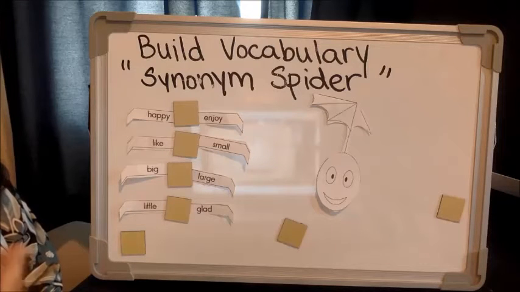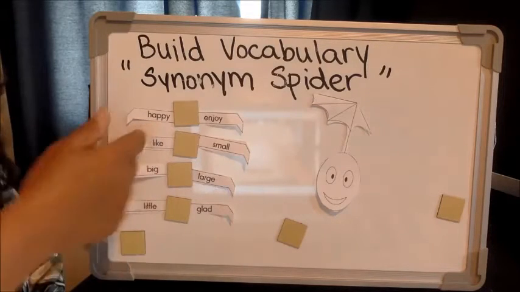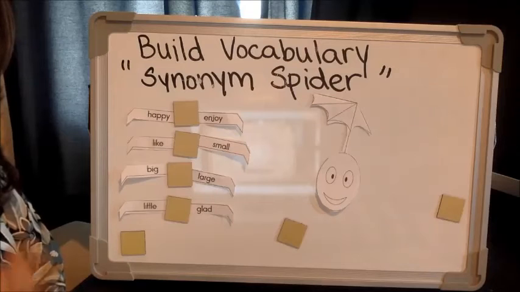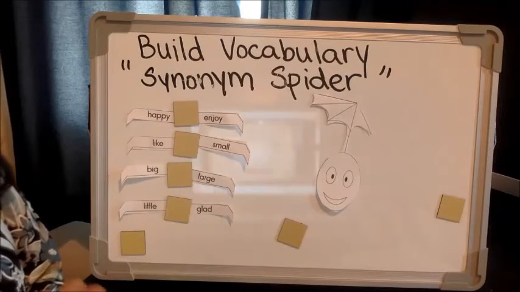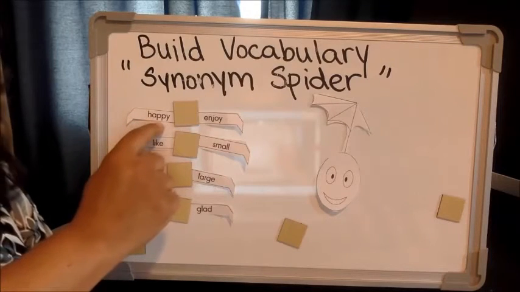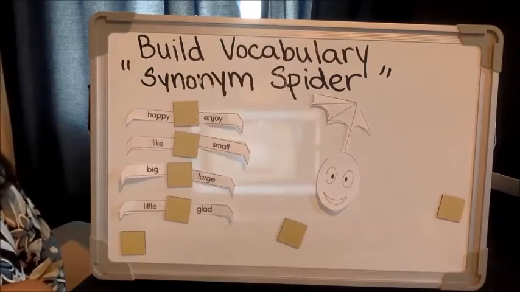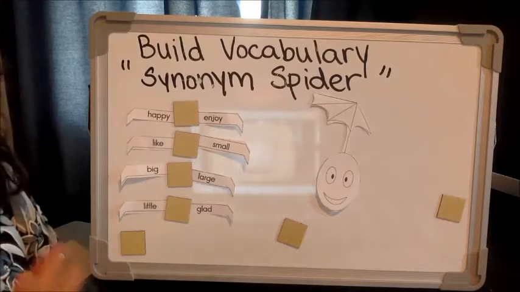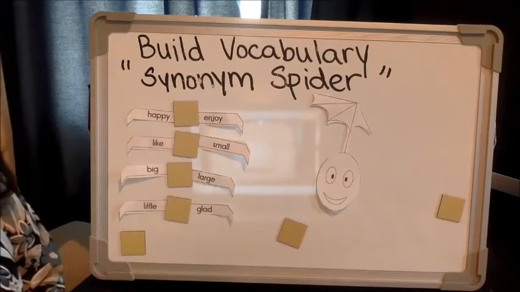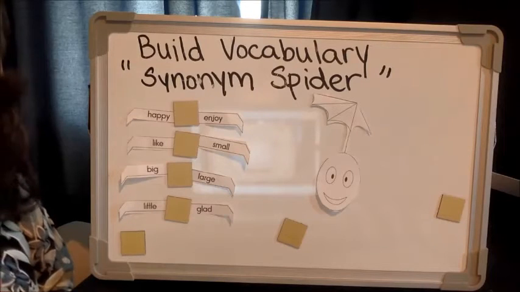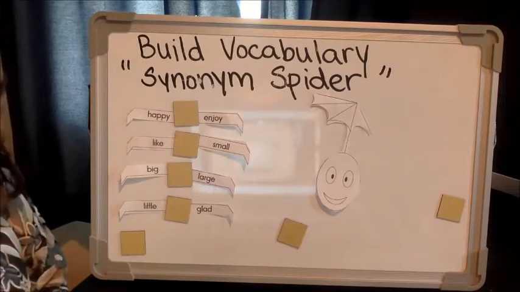So you want to make sure they can read the word and have an understanding of what each one means. So after you read the word together, you can ask them, can you give me a sentence that shows me what that means? So, for example, after you read the word happy together, they might say, I am happy when it's my birthday and everybody sings happy birthday to me. So that shows that they understand the concept of the word happy.